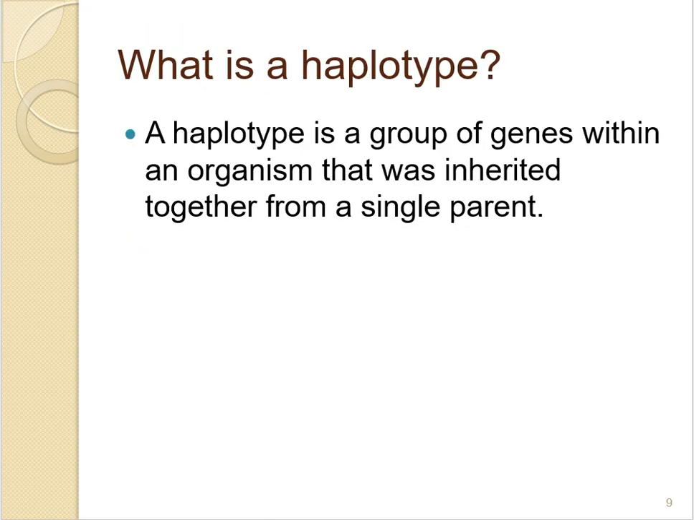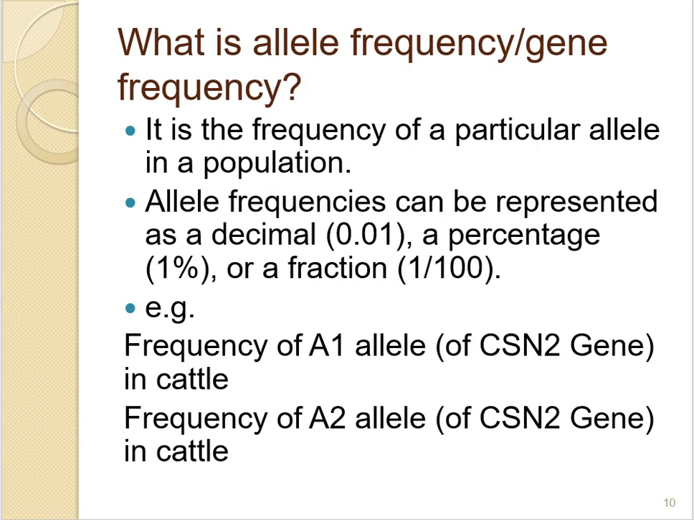A related term also is haplotype. A haplotype is a group of genes within an organism that was inherited together from a single parent. So now let's define allele frequency.